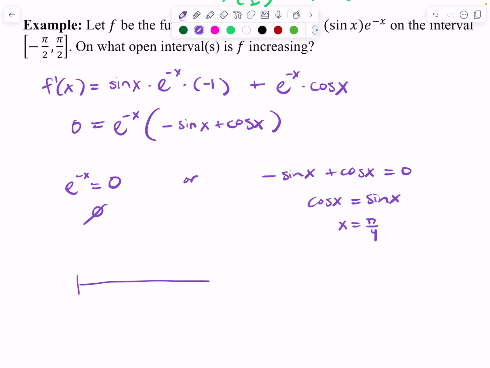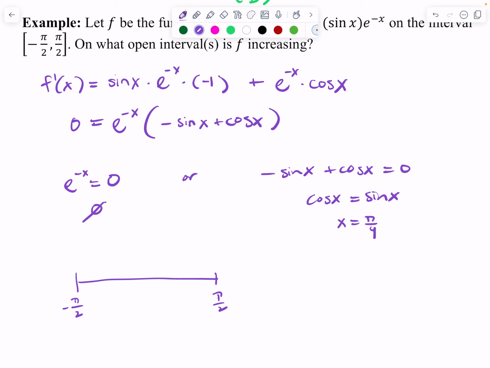And then we can make our analysis line where we do have endpoints here. Put π/4 on there. F prime, and then choosing test values, like we could use 0 and π/3. So plugging in f prime of 0, well, thinking about this version of f prime, e to the negative x will always be positive, so really I can just think about negative sine of x plus cosine of x. Negative sine of 0 would be 0. Cosine of 0 would be +1, so it'll be positive. So f prime will be positive on that interval.